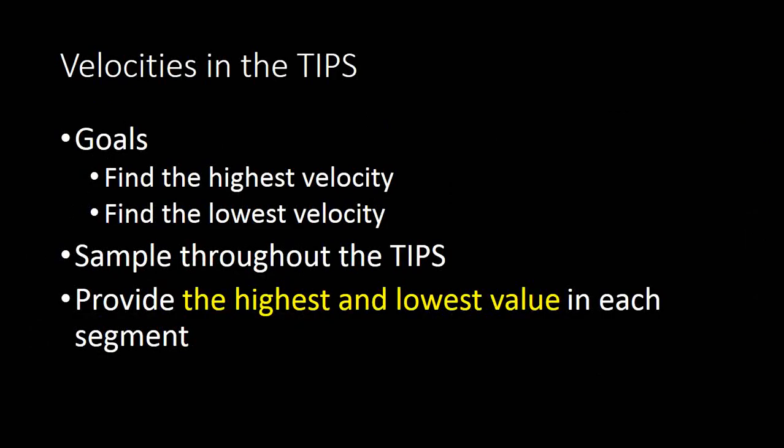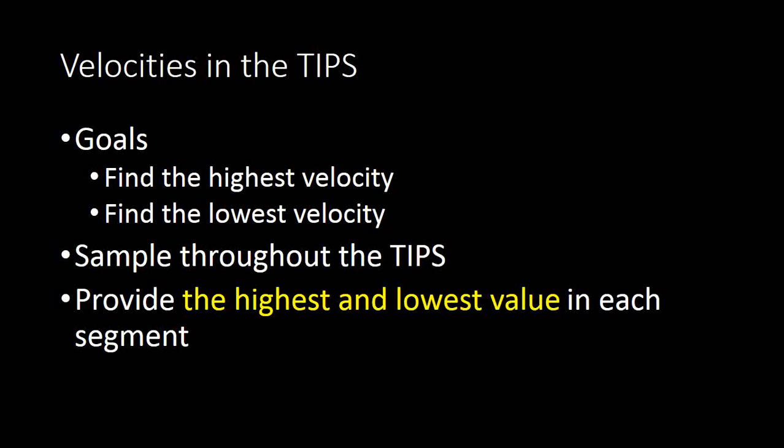So, when we're getting our spectral wave velocities within our TIPS, we want to keep a few general goals in mind. We are trying to find the highest velocity within the TIPS stent and the lowest velocity in the TIPS stent. We try to improve our detection of the highest velocities and the lowest velocities by segmenting the stent into 3 different parts: the proximal portion, the mid portion, and the distal portion. And then we interrogate each of those 3 segments.